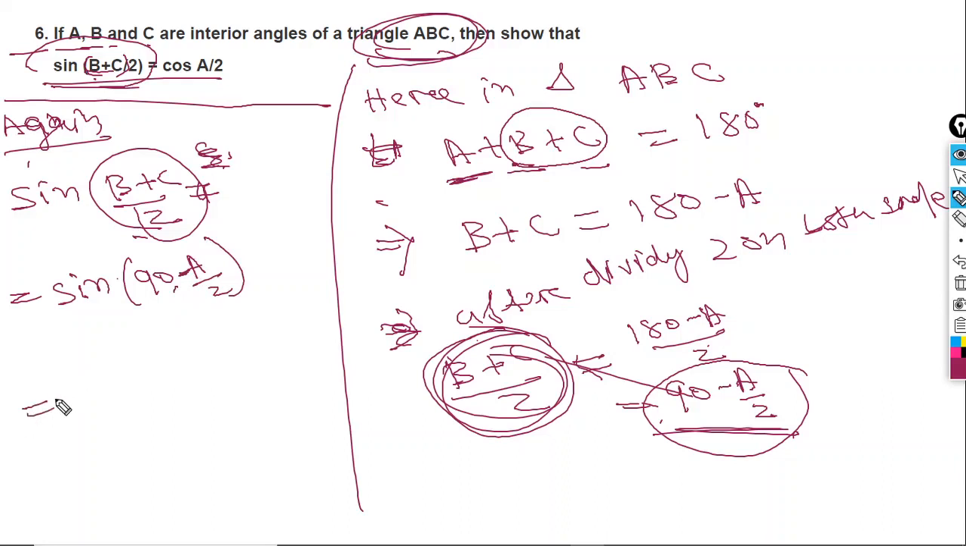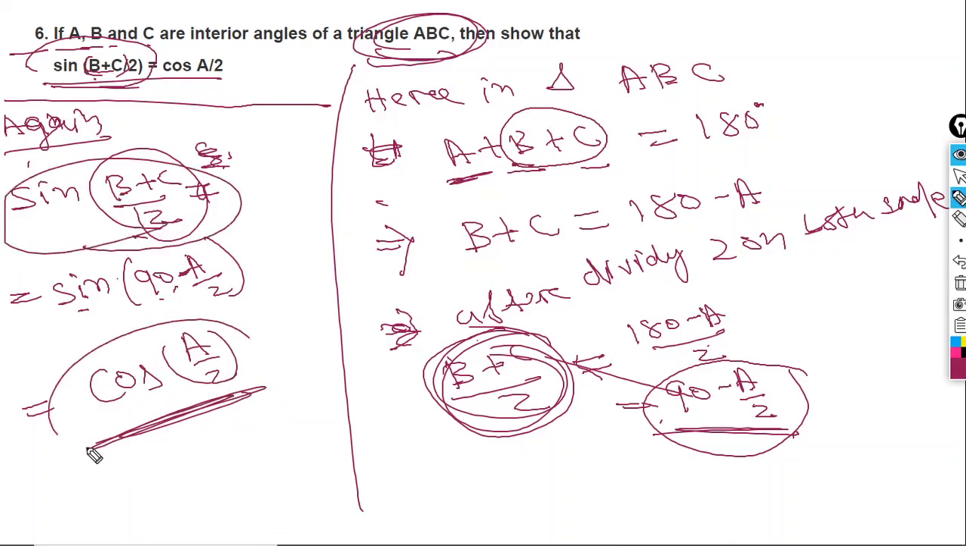Now which will be equal to, you know that sin (90 minus A by 2), let A by 2 be theta or angle. So sin (90 minus theta) is cos theta. So it is equal to cos A by 2. So what we find, sin (B plus C) by 2 is equal to cos A by 2. That is what we needed to prove. Sin (B plus C) by 2 equal to cos A by 2, okay.